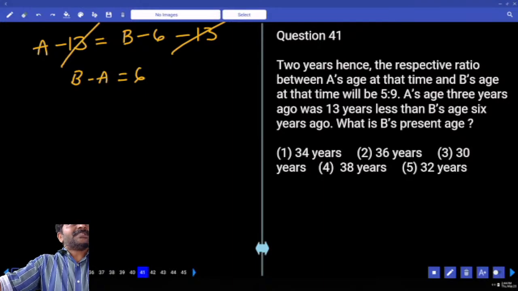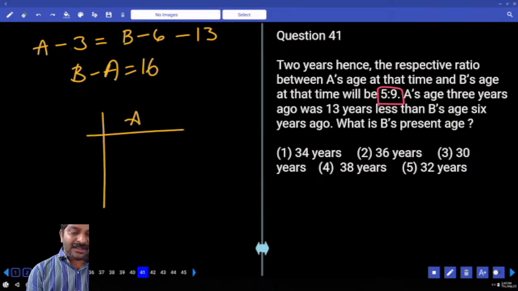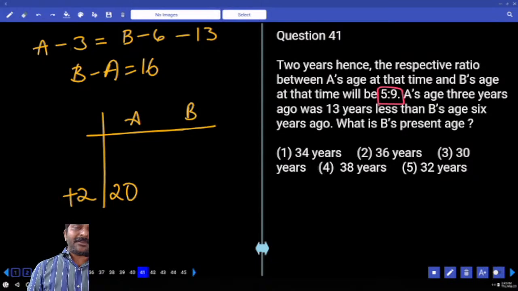Matladali. Who is elder? B. By how many years? Anytime it has to be 6 years, right? After 2 years also, B must be 6 years more than A. In terms of parts, 4 parts is equal to 16. 1 part is 4. So, A's age after 2 years, 5 parts they said, 5 into 4. Matladandi. B's age will be 9 parts, 9 into 4. B will be 36 old after 2 years.